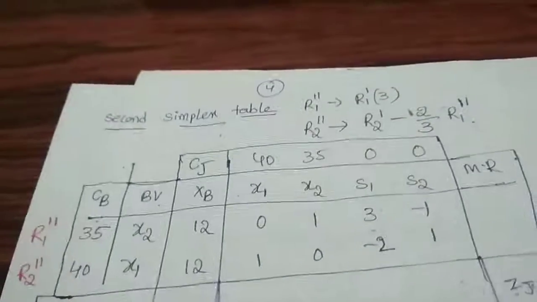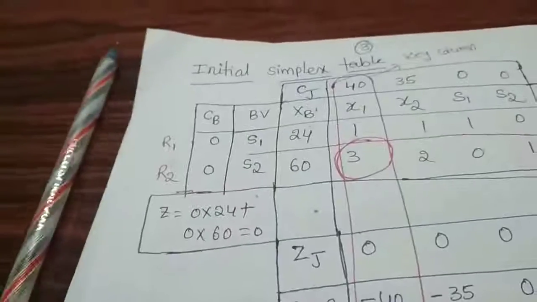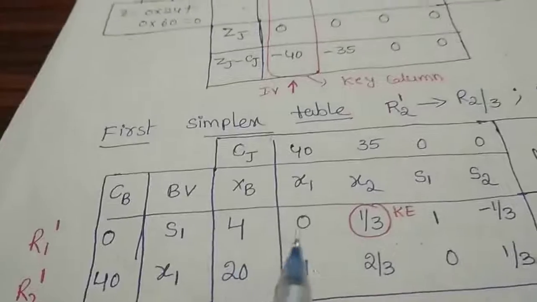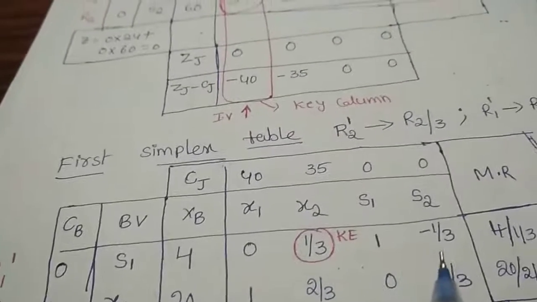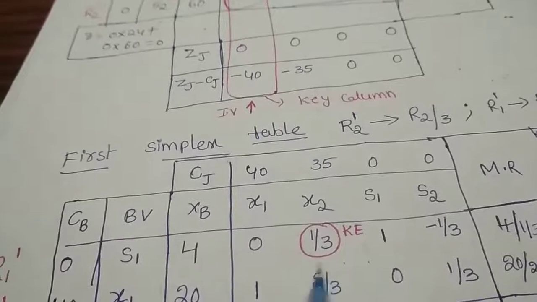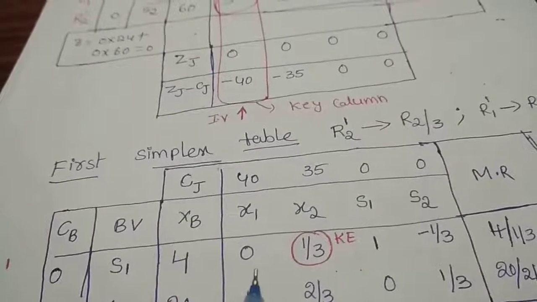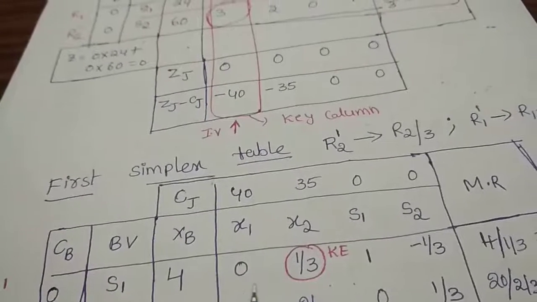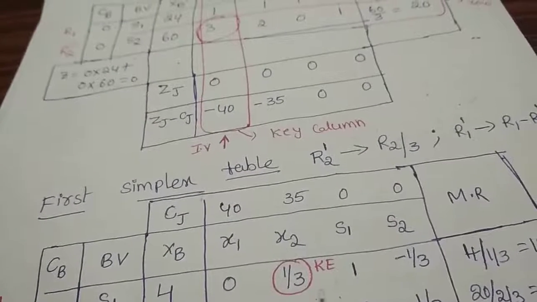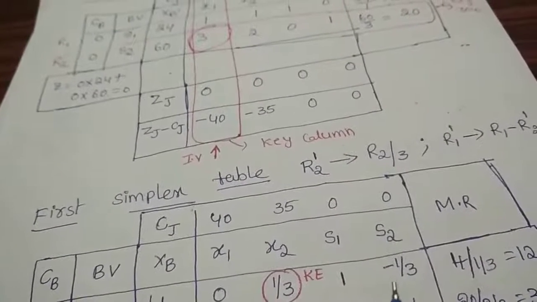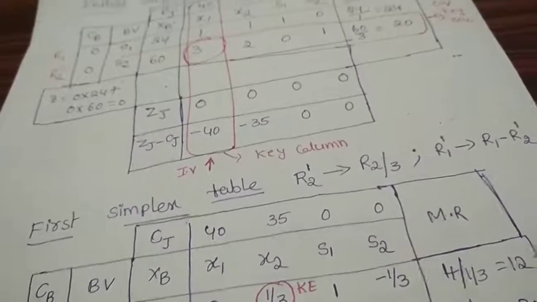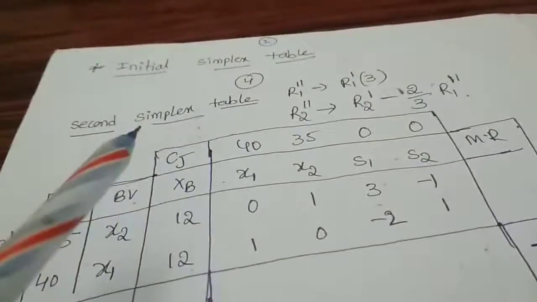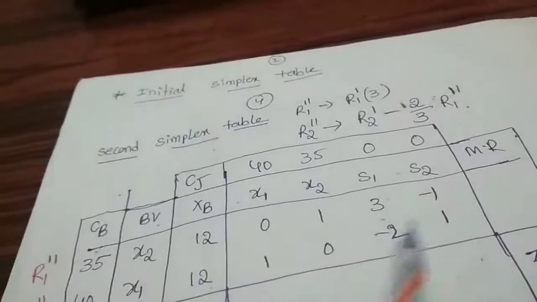What about the first r1 dash values? R1 dash values are 4, 0, 1 by 3, 1, minus 1 by 3. So we are multiplying with 3, that is 4 into 3 is 12, 4 into 0 is 0, 3 into 1 by 3 equals 1, 3 into 1 is 3, minus 1 by 3 into 3 equals minus 1. Here these are the values, multiplying with only 3: 12, 0, 1, 3, minus 1.